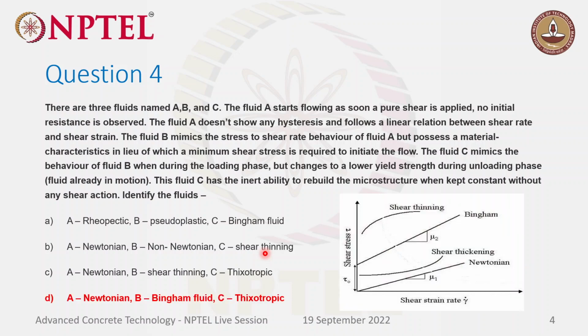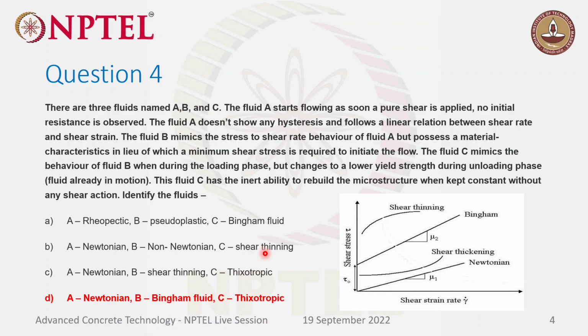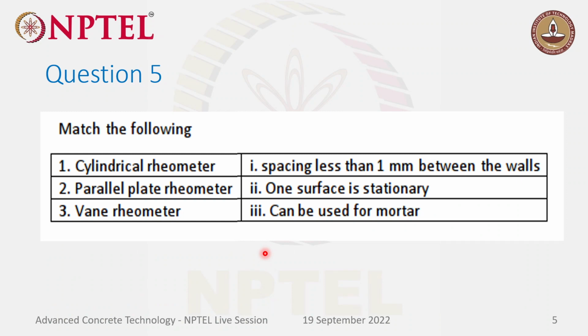The correct answer is option D. A is Newtonian, B is Bingham fluid, and C is nothing but thixotropic. Okay, so now question 5, you guys have to give the answer in.